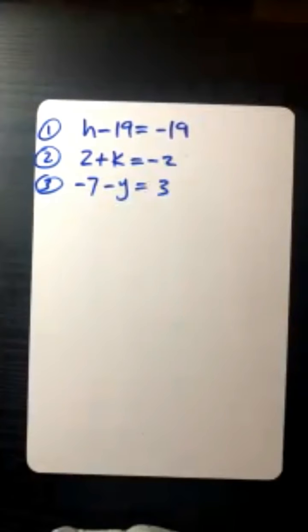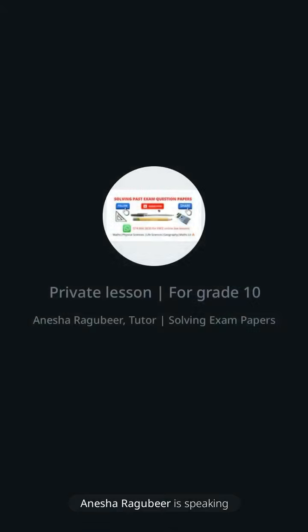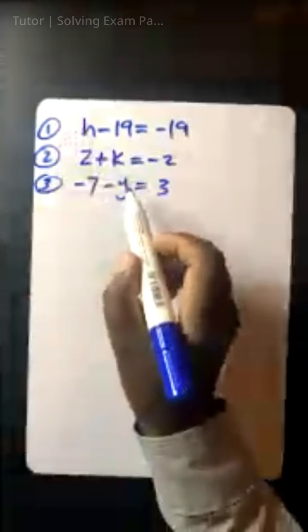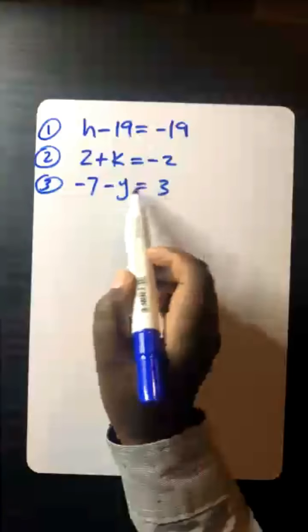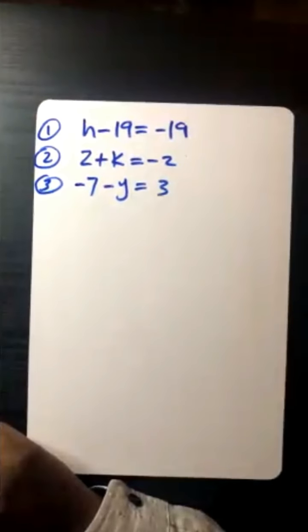Also give this one a try, the third one. Whatever number minus y must give you 3. So in this case, you're saying whatever number where you say negative 7 minus that number is equal to 3. Must be equal to 3. You agree? Yes, sir.